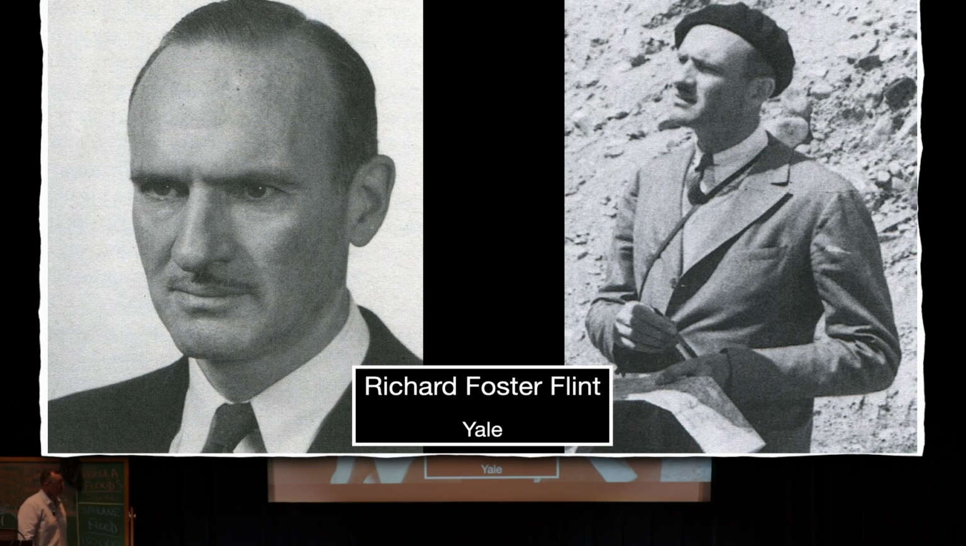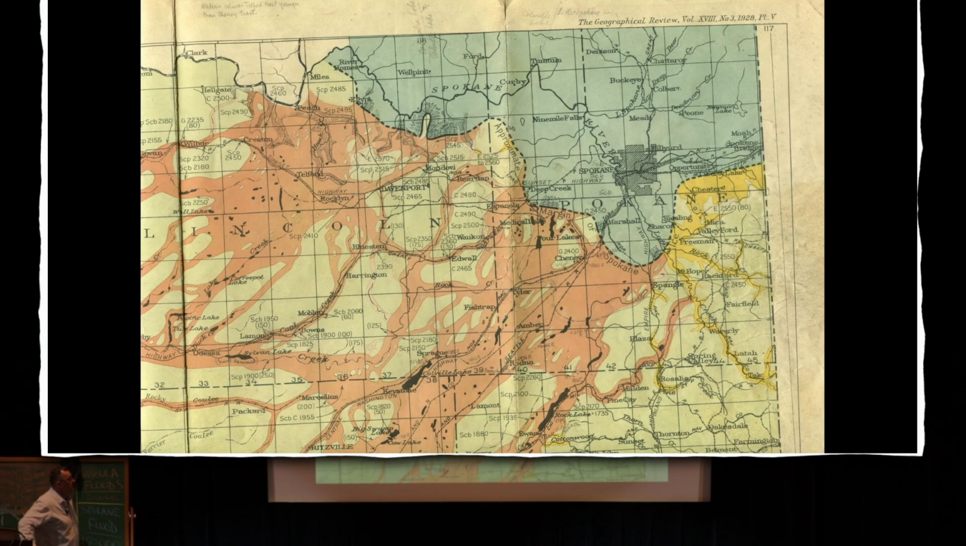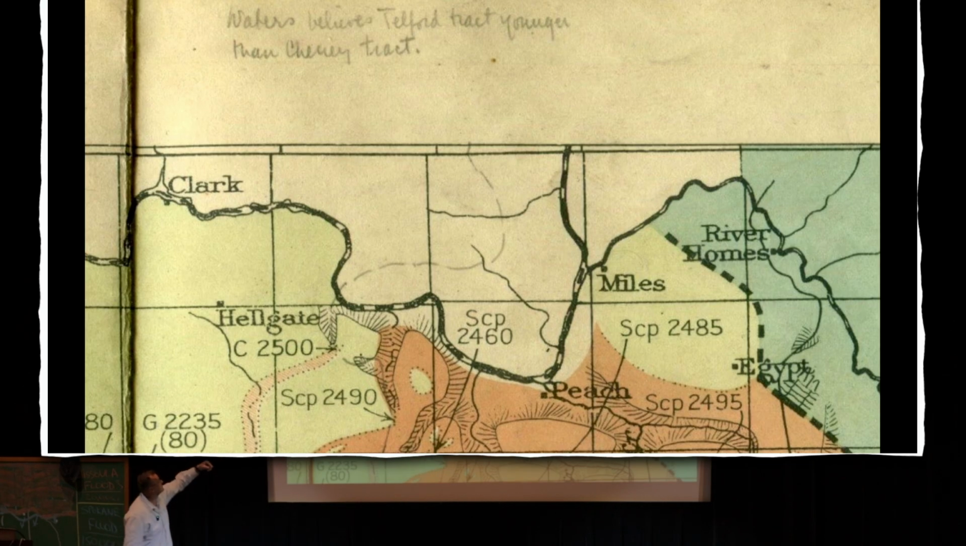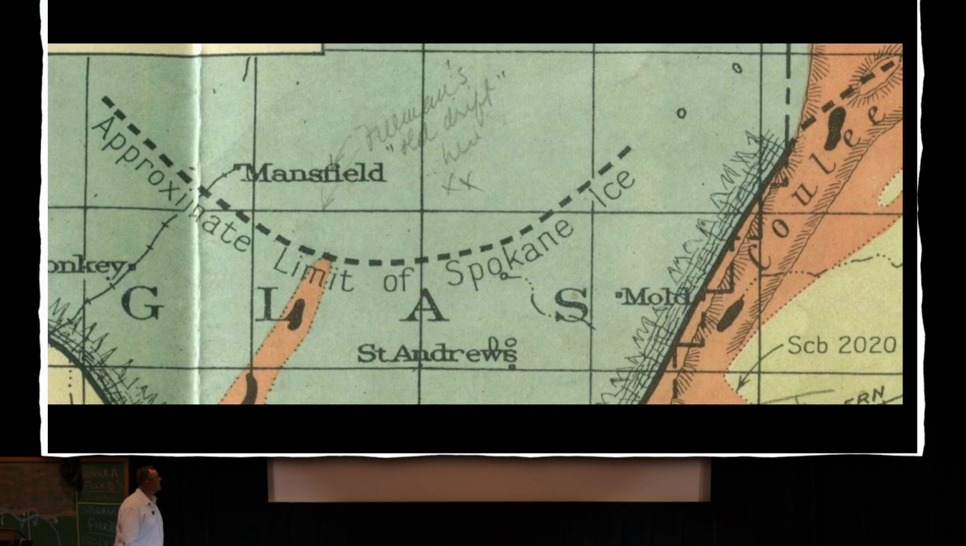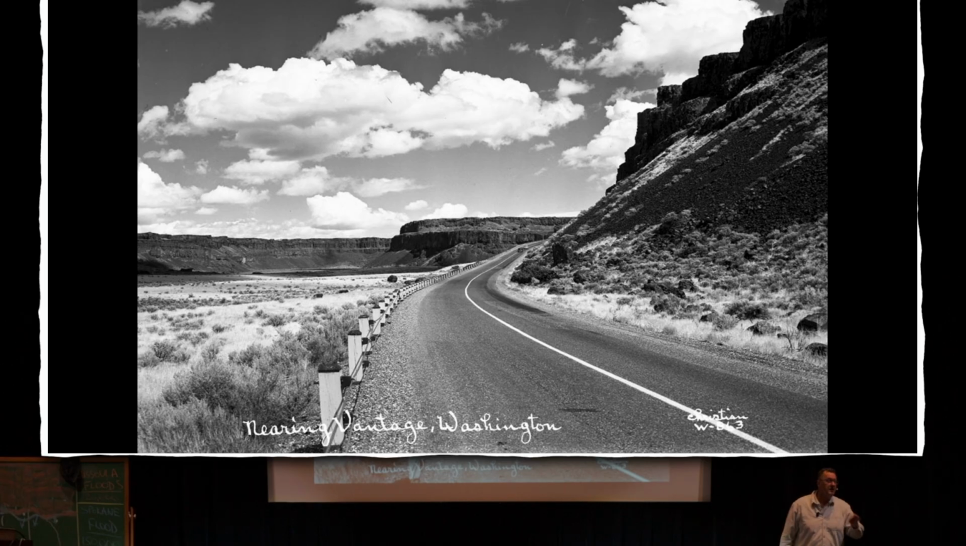You remember Thomas from Seattle, who personally delivered a bunch of old Richard Foster Flint maps and scientific papers. Flint, in the 1930s, the main critic of Bretz, took this map out to the field every summer. The evidence is it's all folded and tattered, and there's all sorts of chicken scratch. Flint, writing, Aaron Waters believes the Telford track is younger than the Cheney track. Flint scratching, Otis Freeman's old drift must be here at the head of Moses Coulee. But Flint was the guy that never believed that there were catastrophic floods of water.